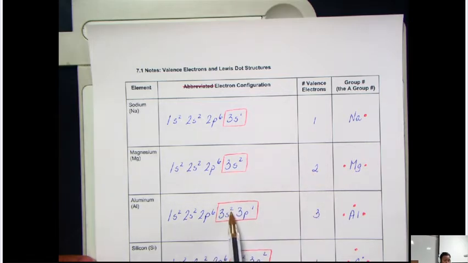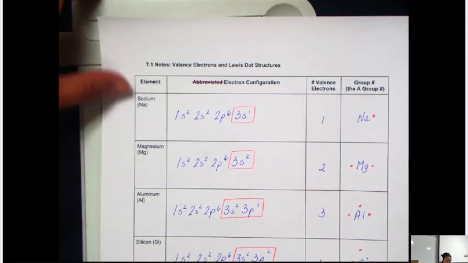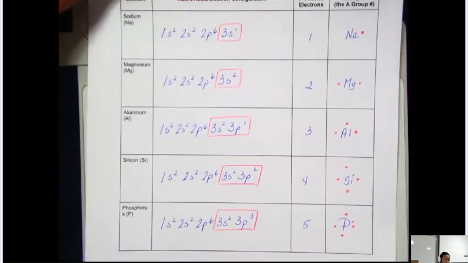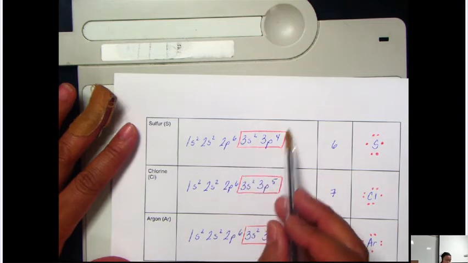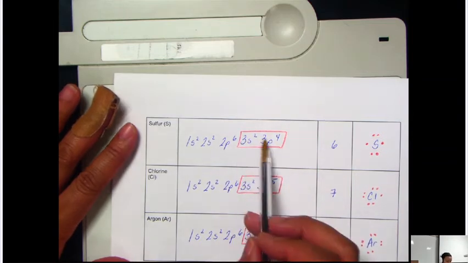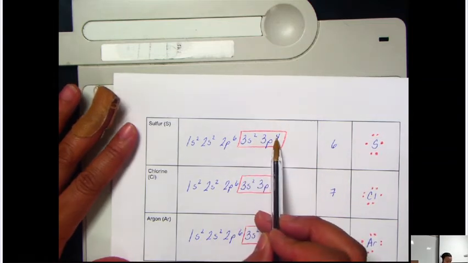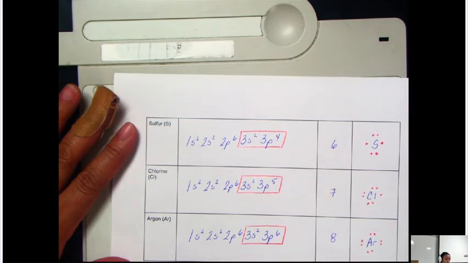Aluminum has two in the s orbital and one in the p orbital, so 2 plus 1 is 3 valence electrons. Okay, and so forth and so on, all the way down to argon. Again, all I did was box the outer energy level, and then you add up your electrons to determine the number of valence electrons.